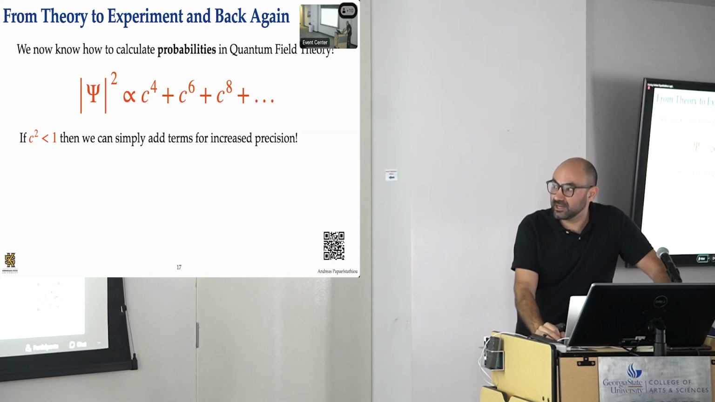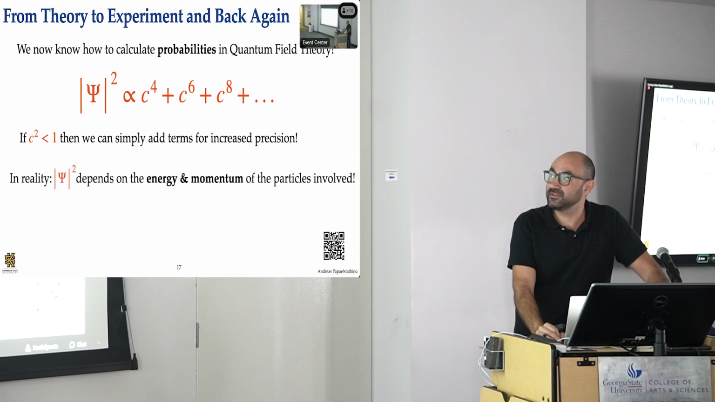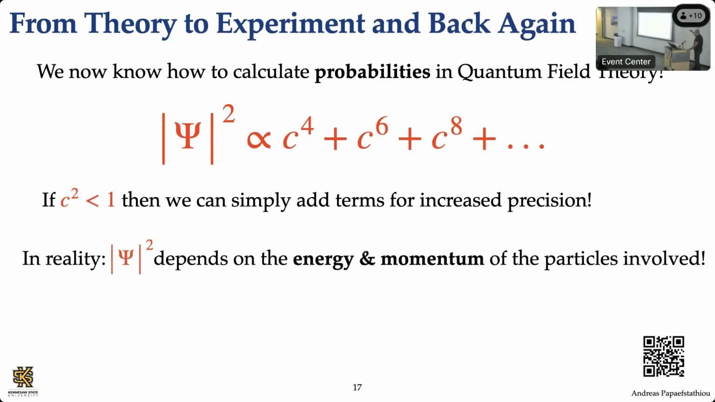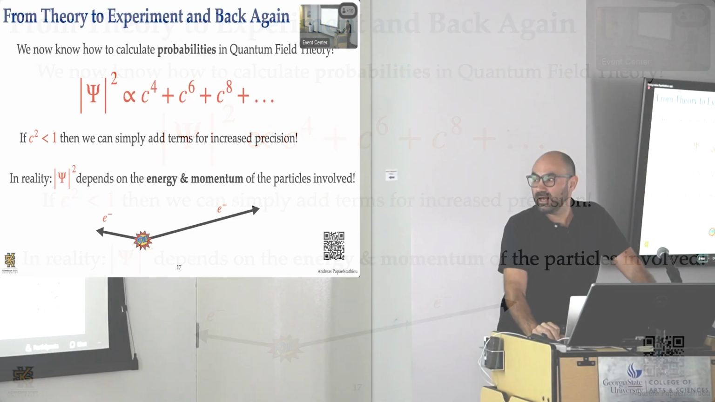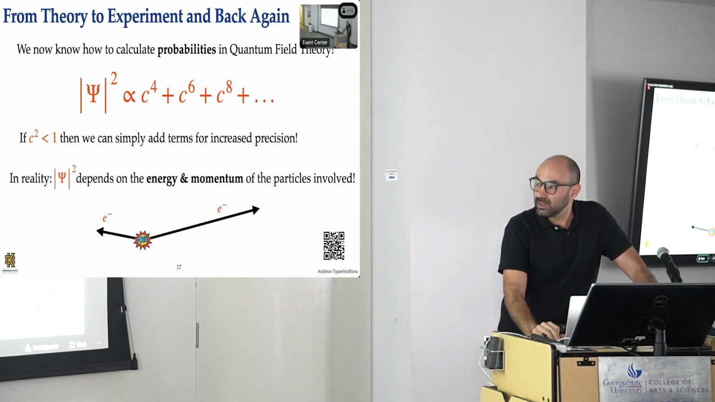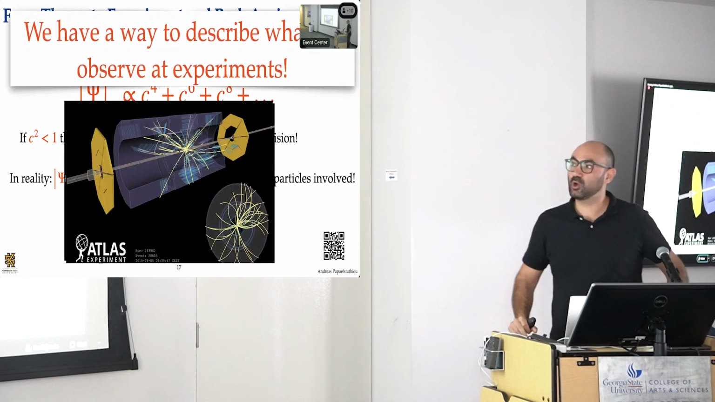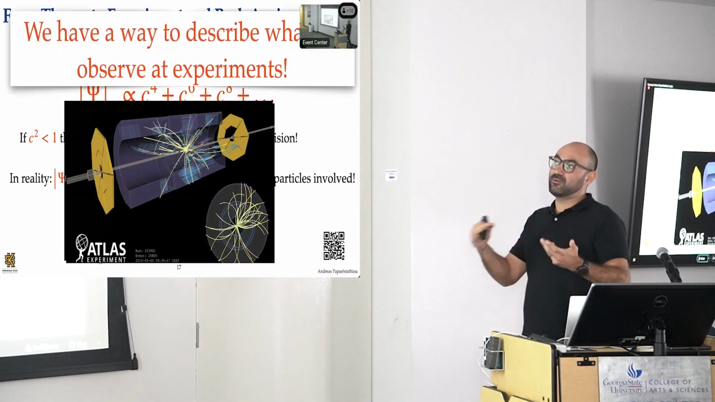So we have a way of calculating probabilities in quantum field theory. Of course, in reality, this wave function or the equivalent object depends on the energy and momentum of the particles involved. So it's not just a constant. There are momenta involved in there. So imagine there's an interaction somewhere, then two electrons come out of it. Then this psi will be a function of the energies and directions and so on of each of the electrons. I'm just, very broadly, trying to convince you that we have a way to describe what we observe at experiments.